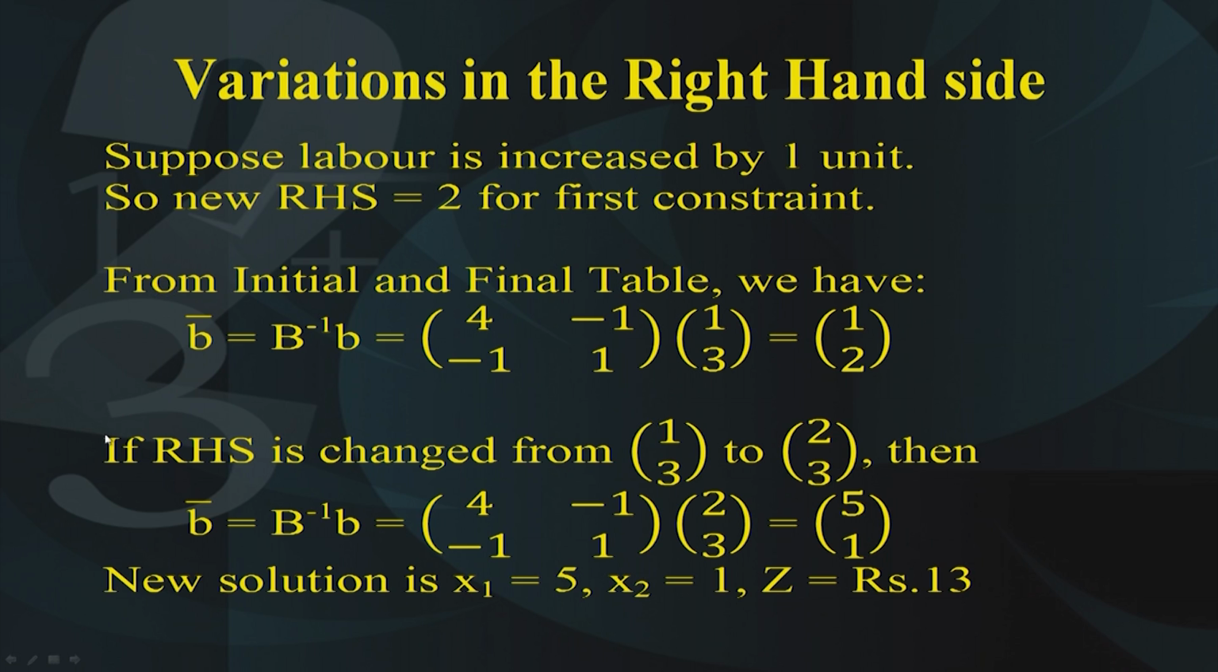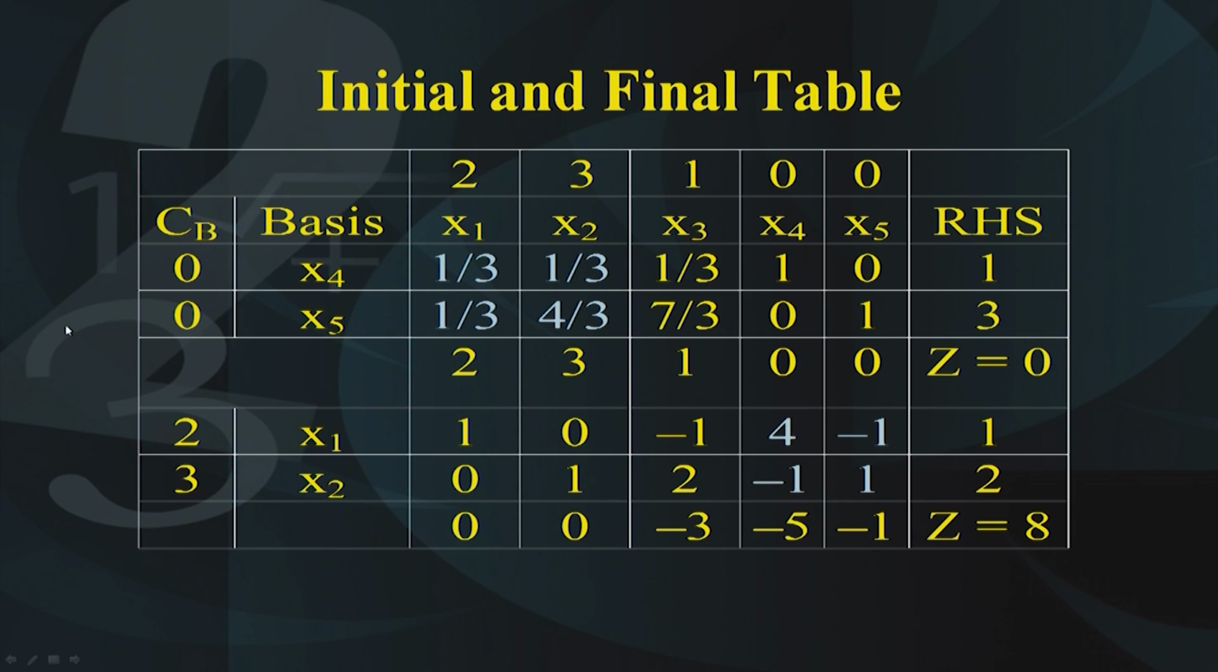Now, from the initial and the final table, you observe that what is B bar, small b bar? It is nothing but B inverse b. Let us go back to the initial and the final table. If you look at the initial and the final table, yeah, here it is. You observe that the right hand side can be obtained from the original right hand side by multiplying by B inverse. So, here what is the right hand side? It is 1 3. Now, if you multiply 1 3 by B inverse, that is 4 minus 1, minus 1 1, then you will get 1 2, that is the right hand side of the final table.